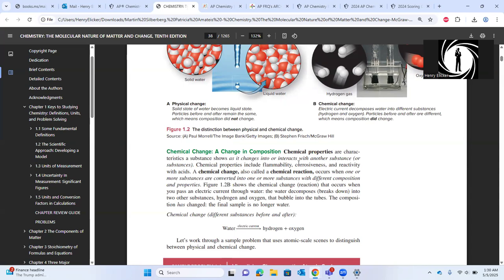Corrosiveness, like for instance, rust on a car. When metal rusts on the car, it's no longer that same metal. It's very different, right? It has different properties. It's brittle. What about reactivity? Well, with acids or some other chemicals, there are specific ways that they react or change into other things.